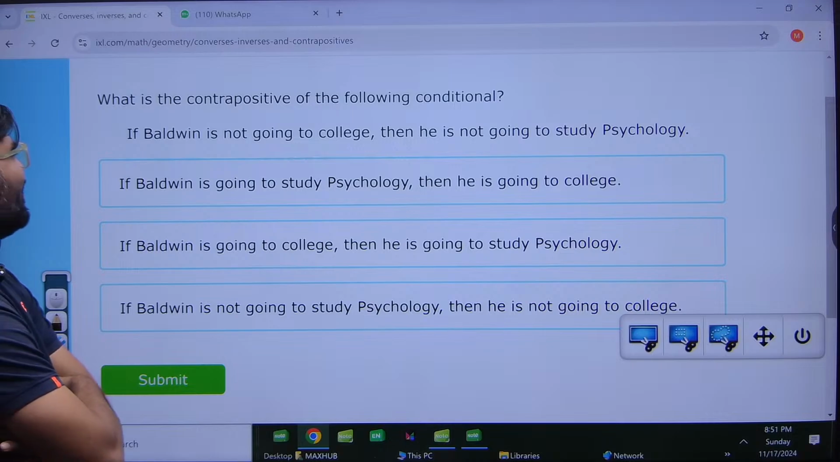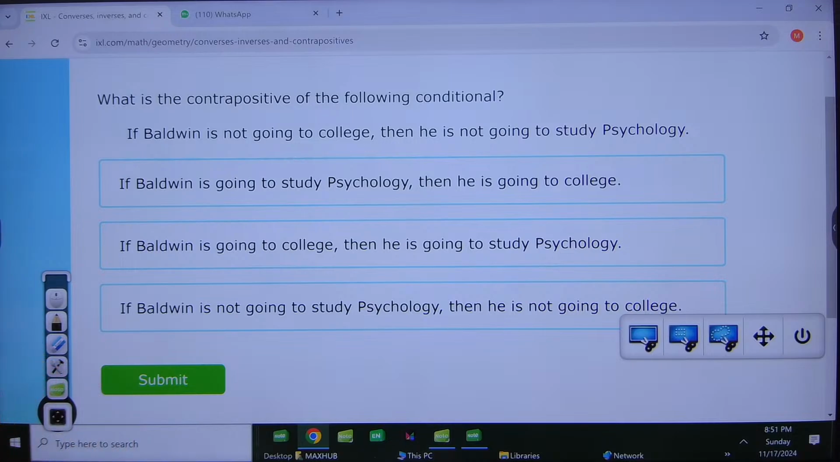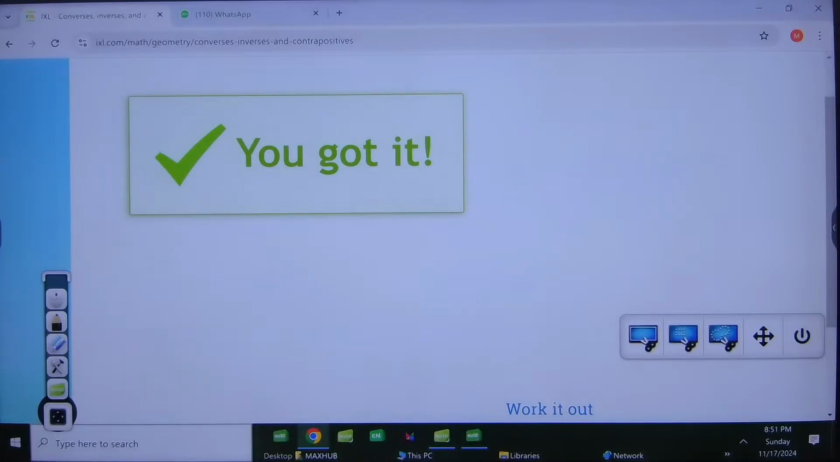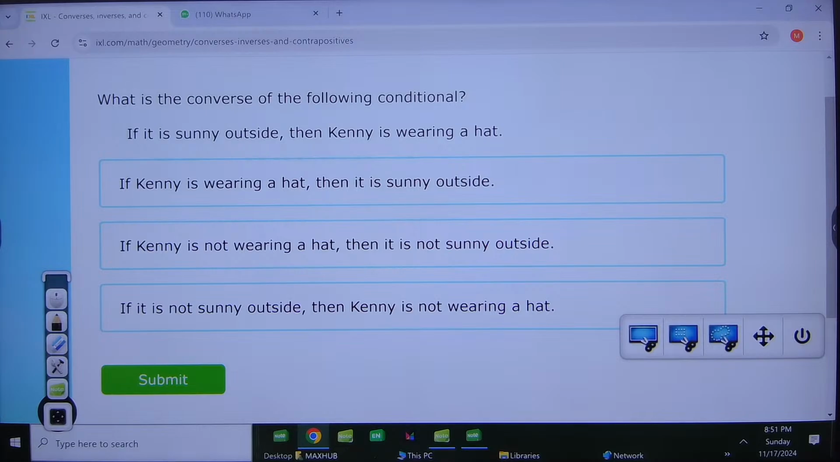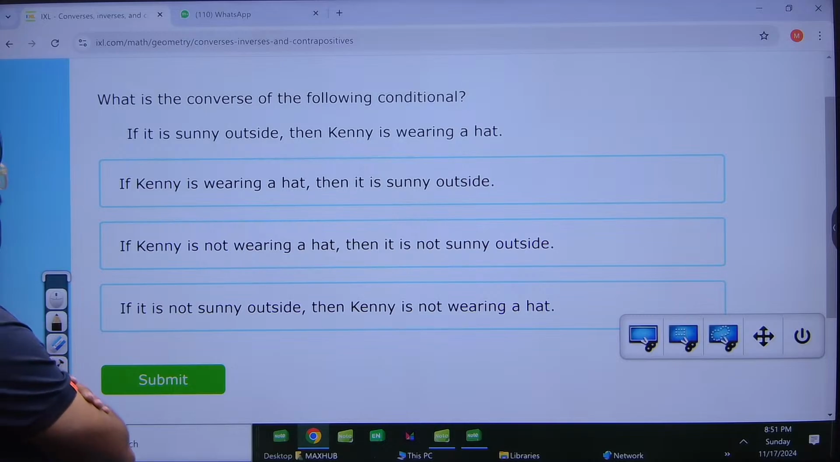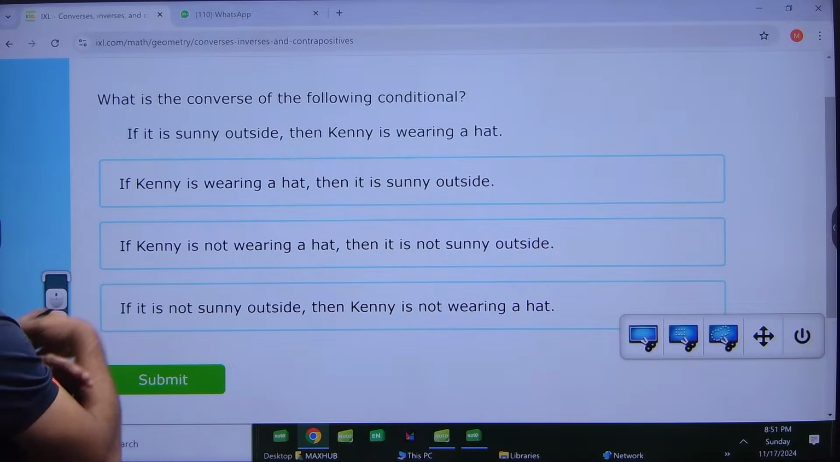Yeah. Okay. What is the contrapositive of the following condition? The first one. Switch and negate. Okay. So negation of negation is positive. Okay. What about this one? First one. If it is sunny outside, then Kenny is wearing a hat. So you need to say converse. Means you have to just switch.